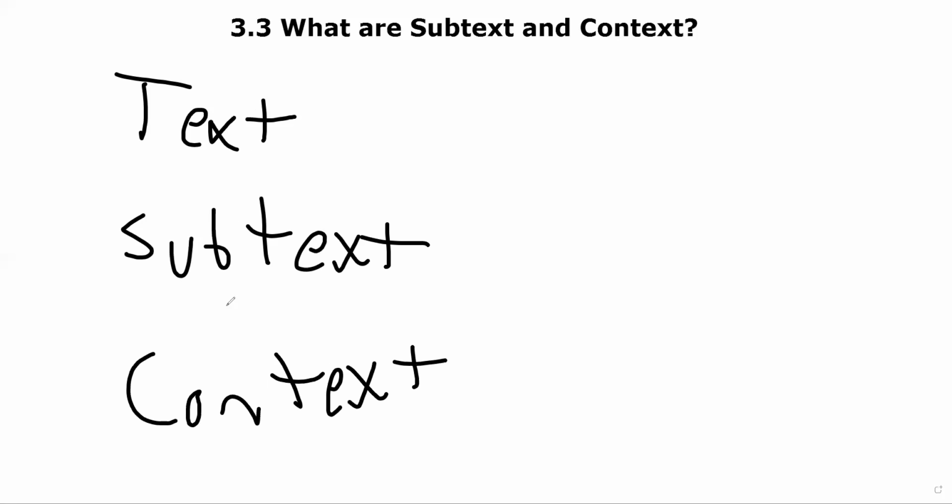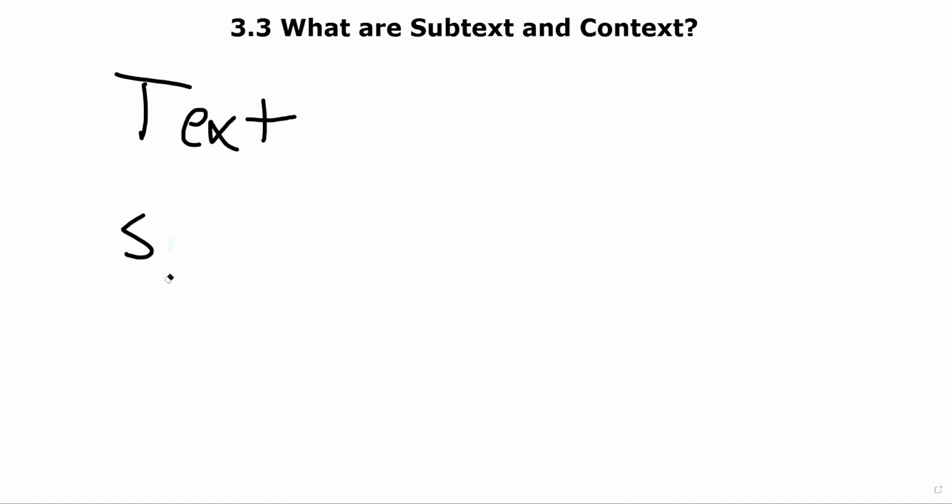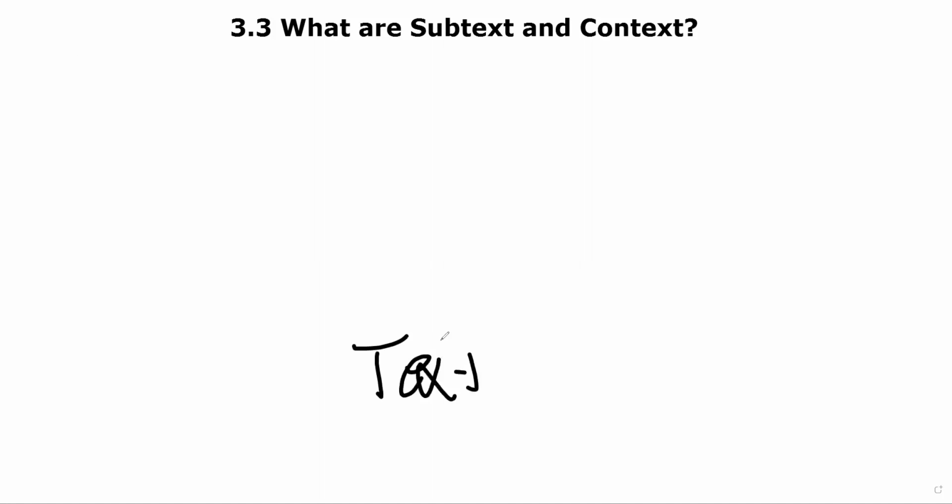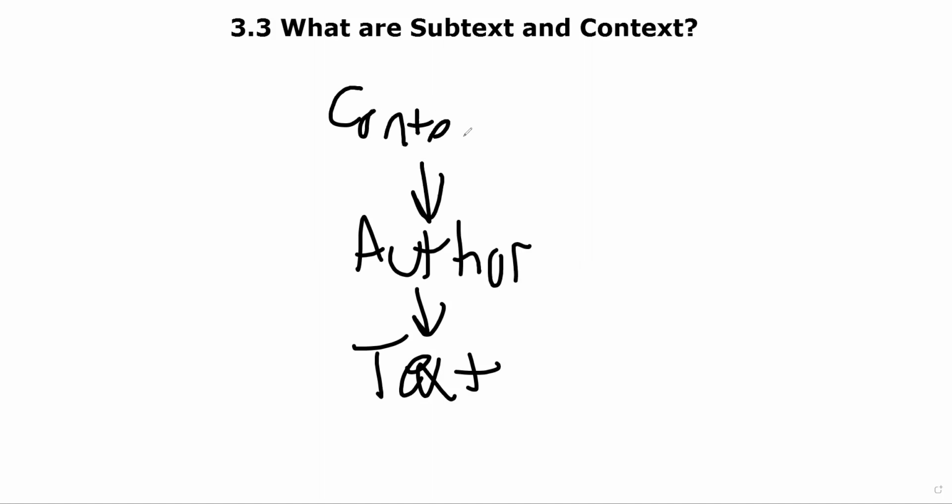And so this is a little more abstract. The metaphor doesn't lend itself to this as easily as it does subtext. But think of context as all of the different factors that inform the creation of a text. We have talked about before that an author is a text, himself or herself, and the author produces the text. So we start with text on the bottom, author, and then the author is produced by a context.